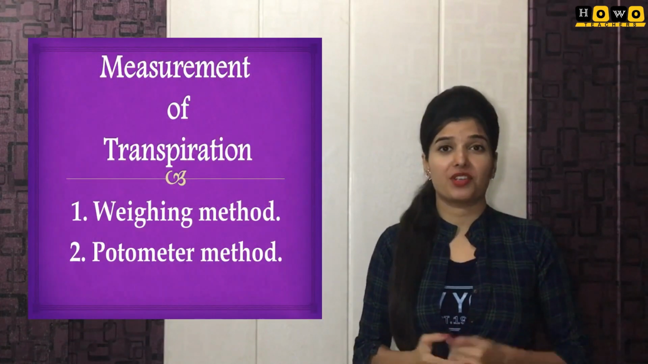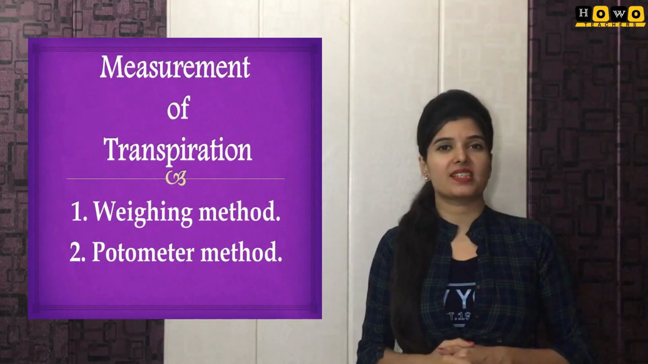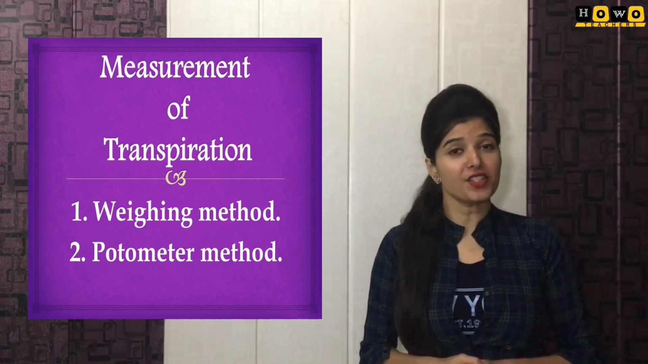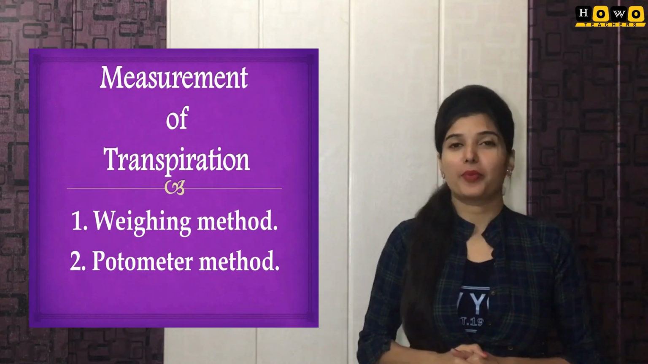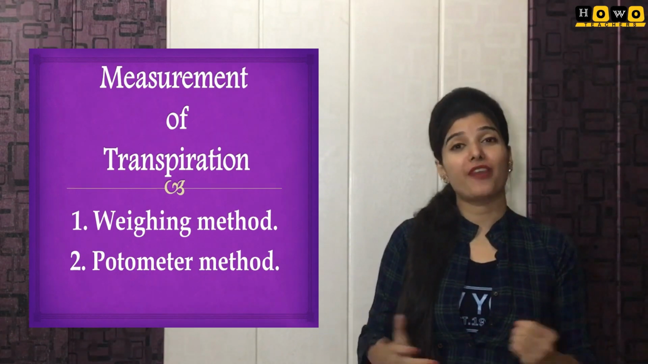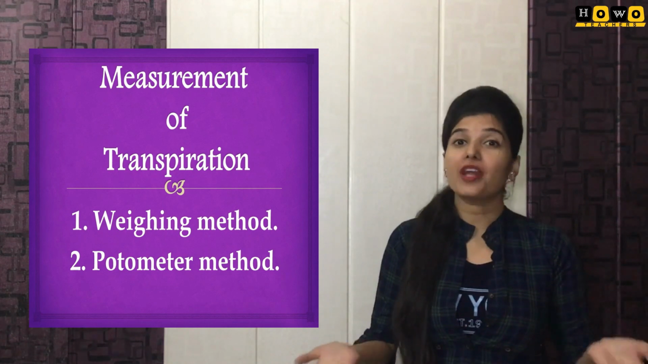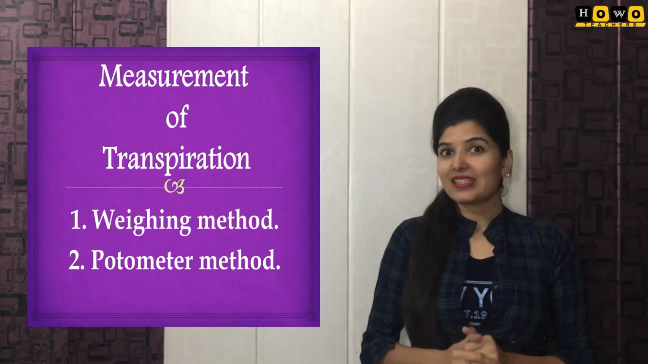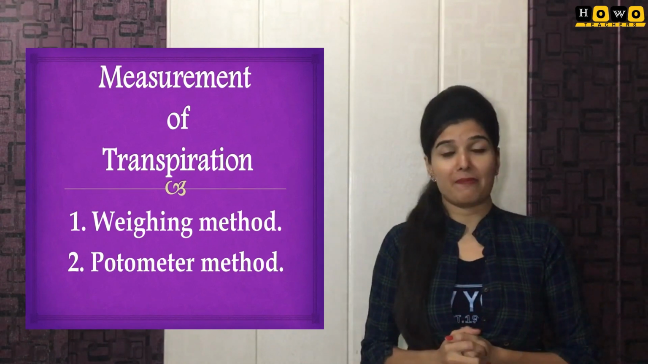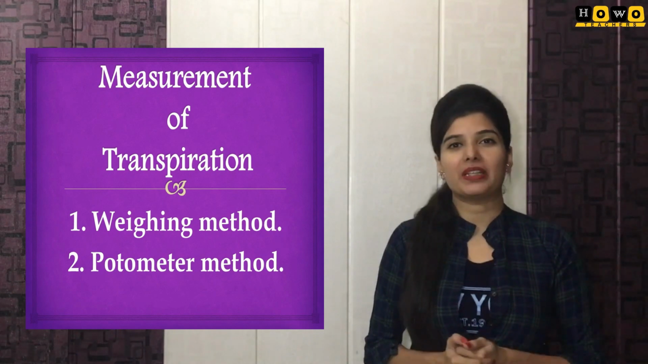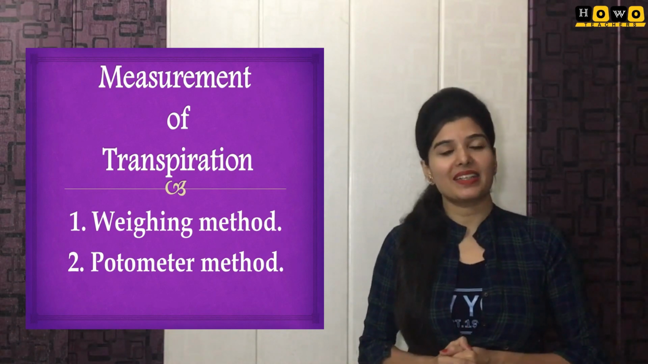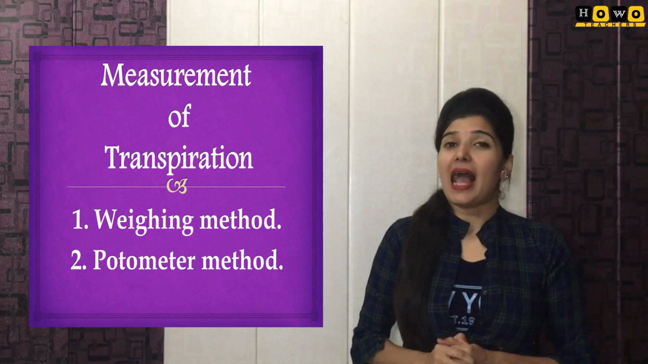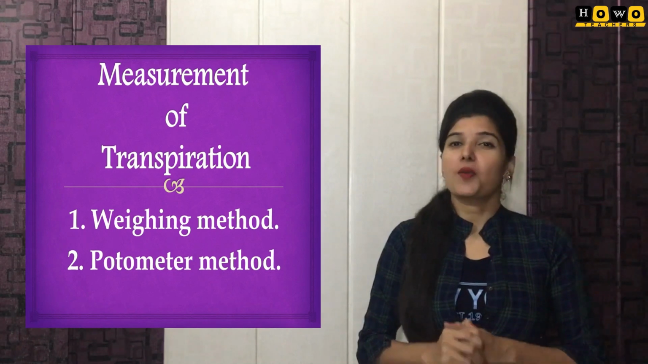Measurement of transpiration. There are 2 different processes by which the transpiration rate can be measured. The first one is a very simple process in which simple weighing of the plant before and after transpiration is done. And the second one is a little bit complex experiment which is called the potometer. Students, potometer is a device that is used to measure the rate of transpiration, and it gives accurate results.